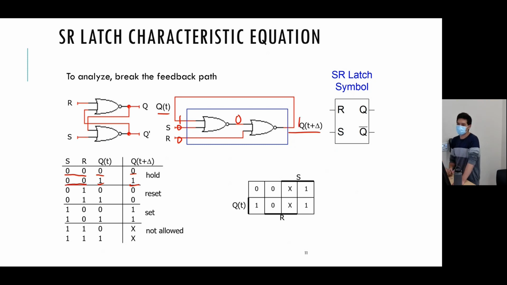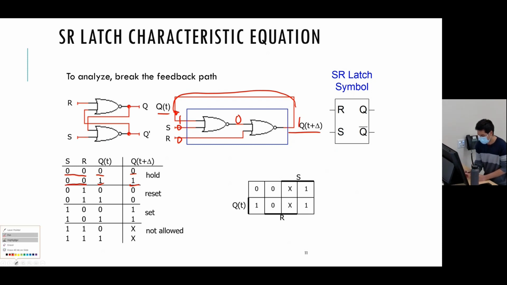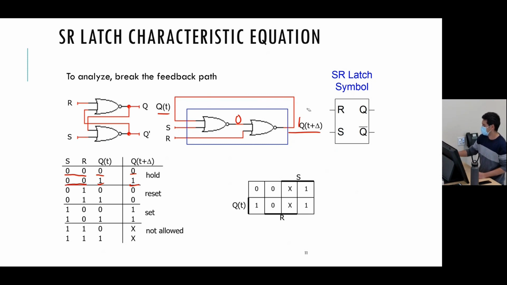So Q of t plus delta is indeed still 1, and that's going to propagate back to here, and we can get Q of t plus 2 delta in the next time step. So that's how you can follow these. It can be easier to follow by splitting them up, even though it's the same wire. You split it up. This is my new output. This is my previous output.